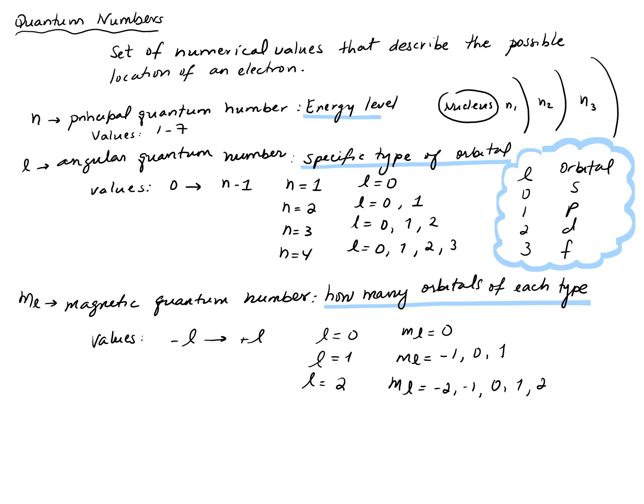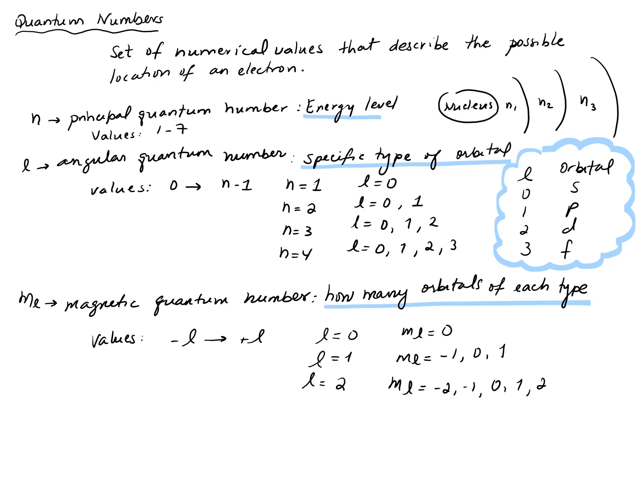So the largest value for L that you can have for n equals 4 will be 3, because it goes from 0 all the way to n minus 1. If n is 4, 4 minus 1 is 3. So if you have a numerical value for n that is equal to 2, for example, your values for L are going to be 0 and 1. And 1 is the maximum number that you can get, because if n is 2, 2 minus 1 equals 1.